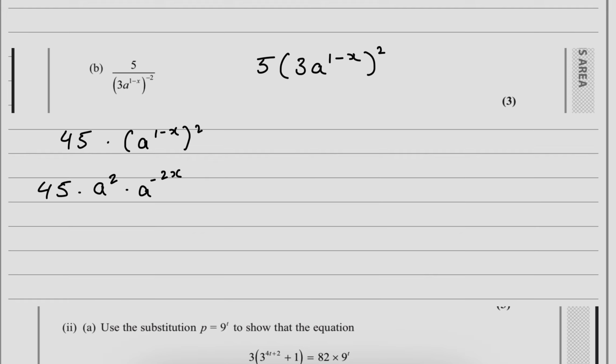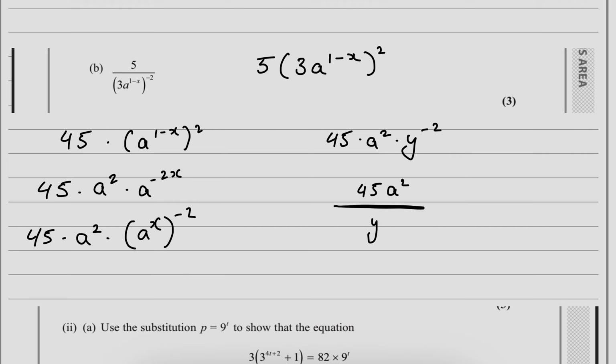Okay, now remember, we want the a to the power x by itself. So what do we do? We can rewrite that as a to the power x, all to the power minus 2. And then just write the rest of it. We can't forget all that. So a to the power x, we know that's y. So 45 times a squared times y to the power minus 2. Now really this is it, but let's make it look cleaner, more neat. So we bring that y down, so that's 45 a squared over y squared. And that's it. That is your final answer. 3 marks.